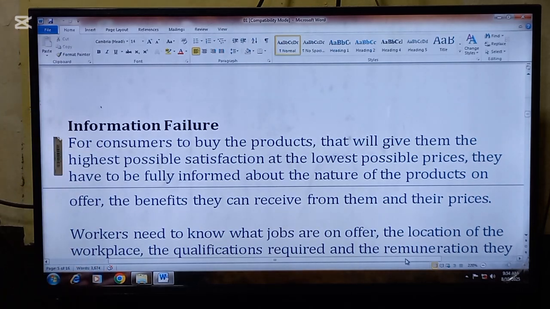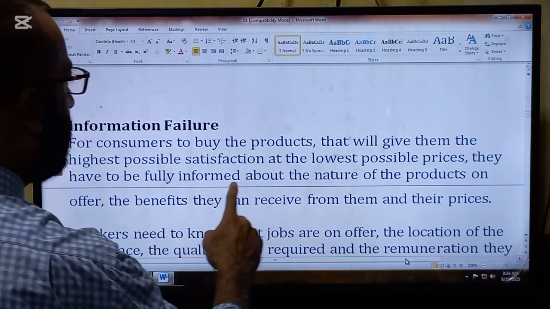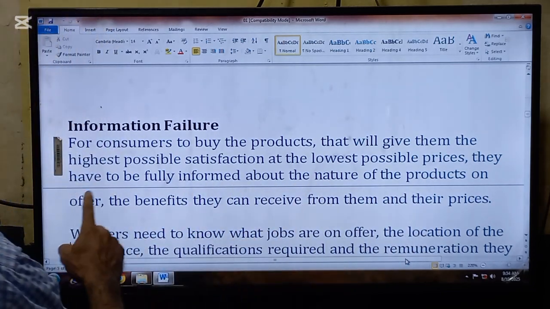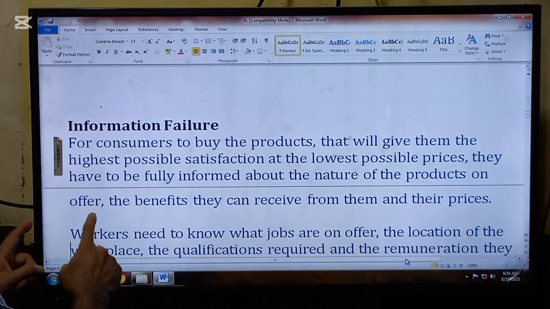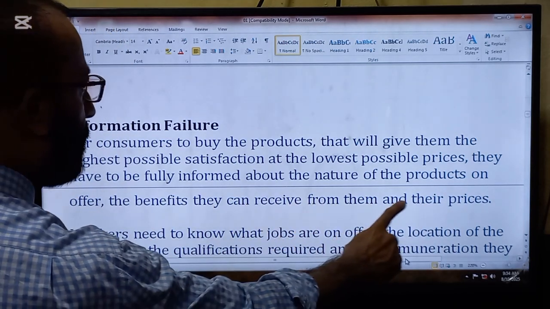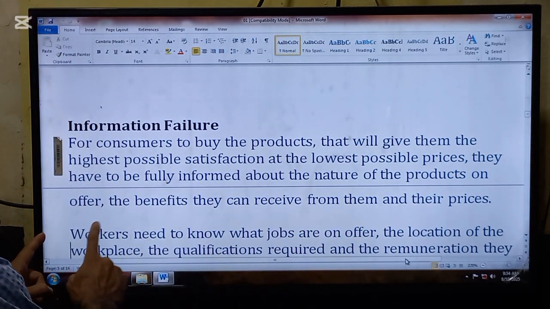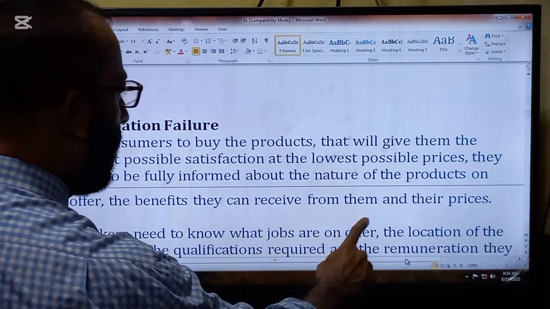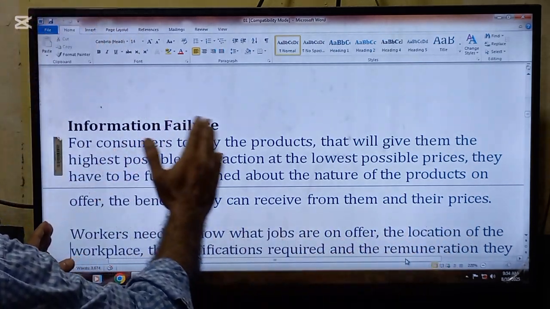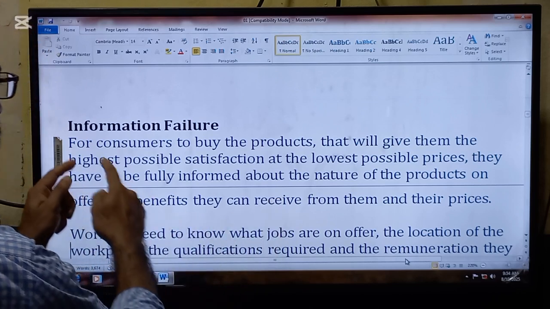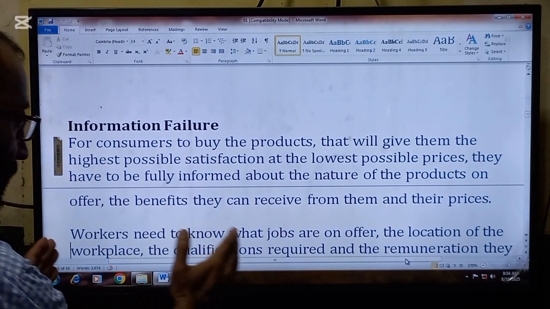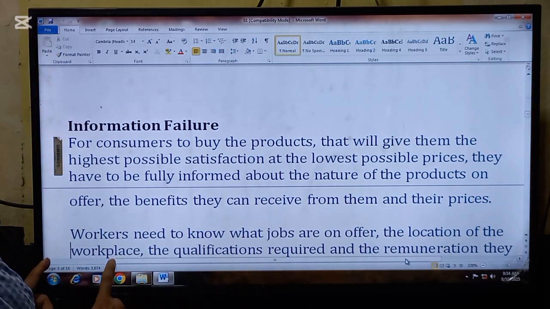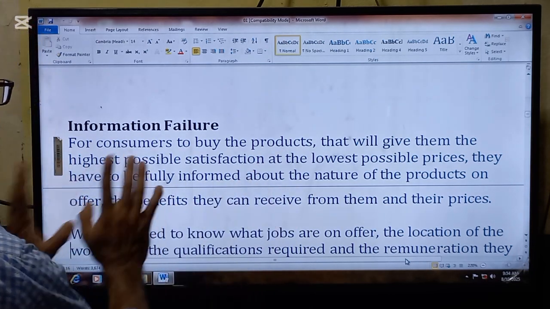The next thing that we are going to read in the lecture is information failure. For consumers to buy the products that will give them the highest possible satisfaction at the lowest possible prices, they have to be fully informed about the nature of the products on offer, the benefits they can receive from them, and their prices. If this does not happen, it will be information failure. This was the example for the consumers.